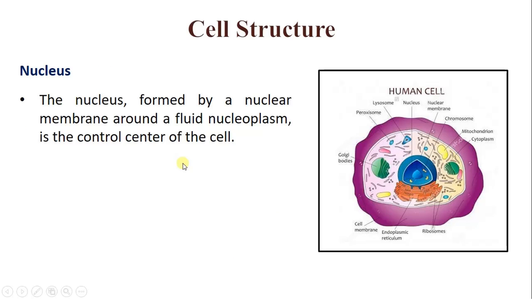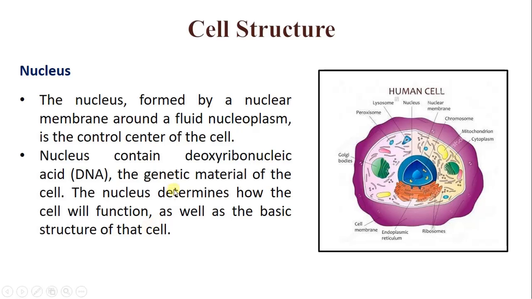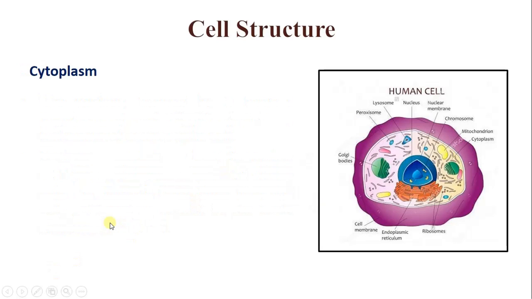Nucleus we will discuss next. The nucleus is formed by a nuclear membrane around a fluid, the nucleoplasm. The nucleus is the control center of the cell. It contains DNA, the genetic material of the cell. The nucleus determines how the cell is going to perform, and the basic structure of the cell is also decided by the nucleus itself.